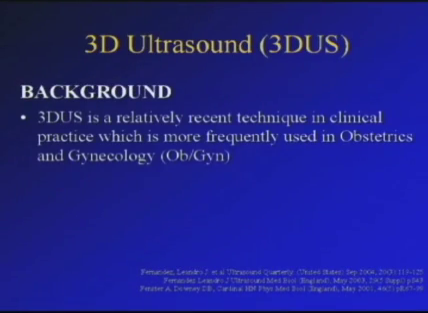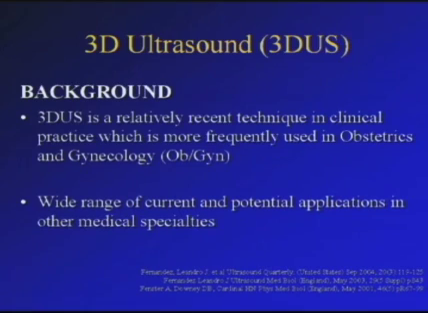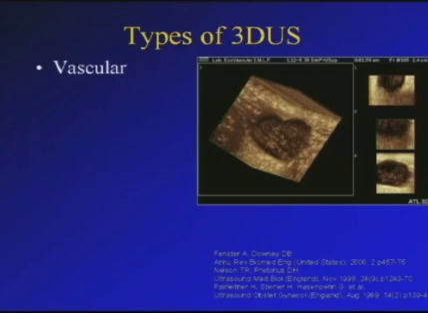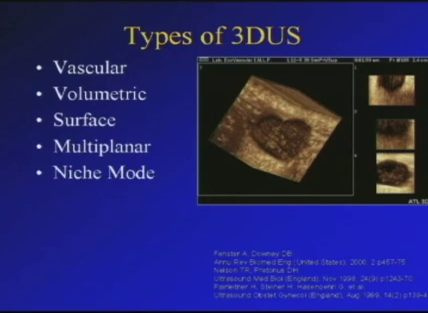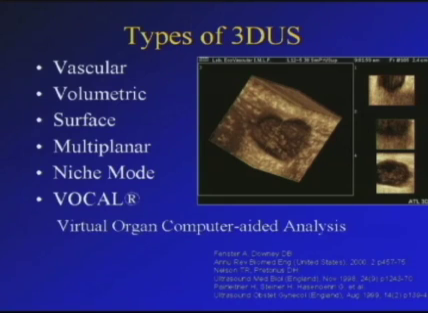Three-dimensional ultrasound is a relatively recent technique in clinical practice which is more frequently used in obstetrics and gynecology. But there is a wide range of current and potential applications in other medical specialties. There are different types of three-dimensional ultrasound: vascular 3D ultrasound, volumetric, surface mode, multiplanar ultrasound, niche mode, and VOCAL. VOCAL stands for Virtual Organ Computer-Aided Analysis.